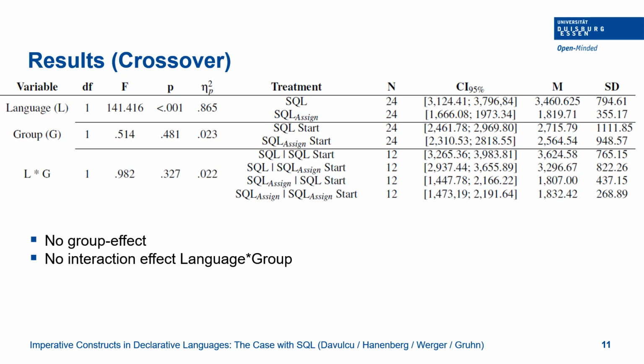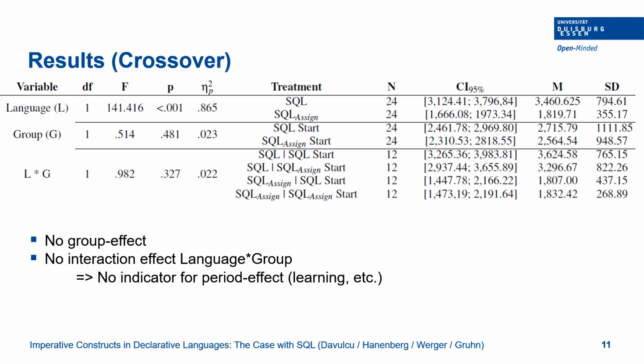The second thing is we didn't have an interaction effect between language and group. So it is again an indicator that we didn't have such carryover effects or learning effects, which indicates for us that the idea of using the crossover trial was a good idea, and the use of two different tasks worked out.